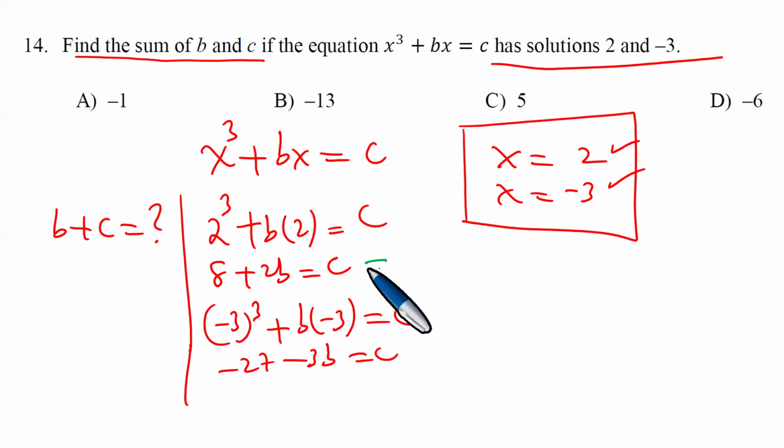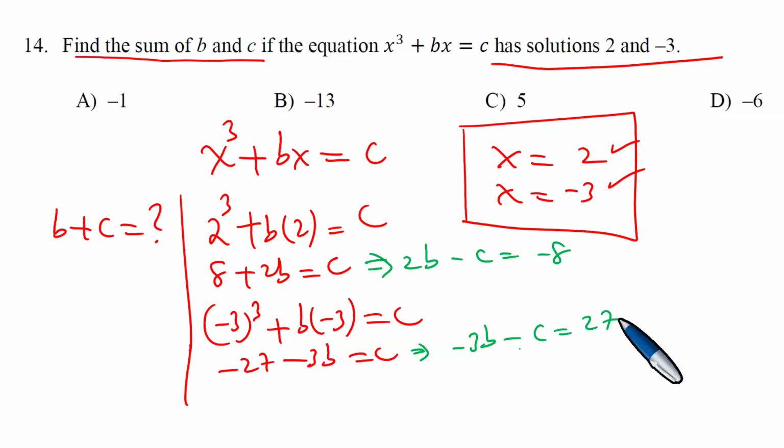These are like simultaneous equations. You can write this one, 2b minus c equals minus 8, and minus 3b minus c equals 27. Then you subtract these two equations: 2b plus 3b.